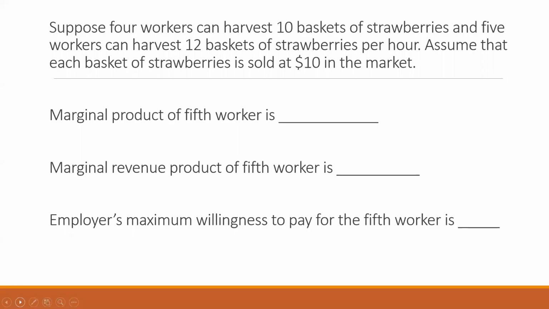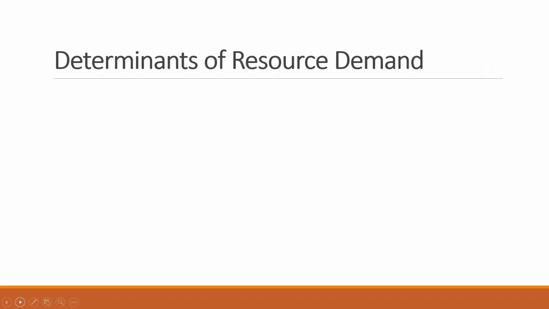Now let's look at the determinants of resource demand. If you consider resource demand, it is downward sloping. We want to figure out what can actually change this particular resource demand.